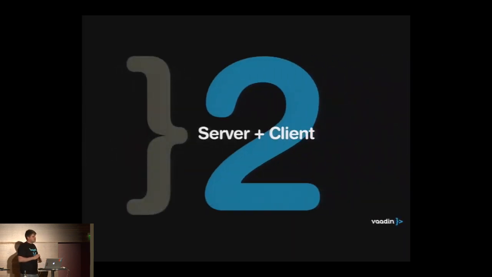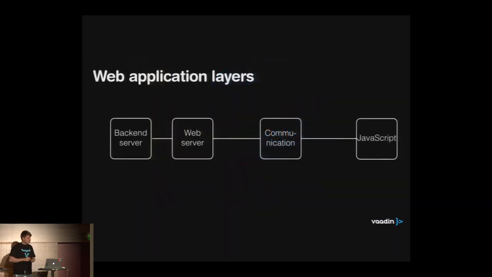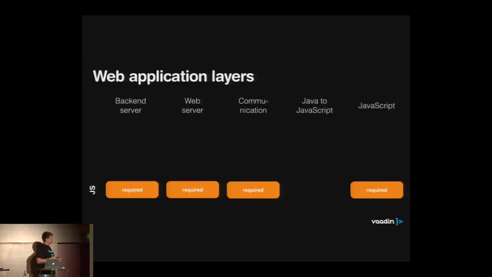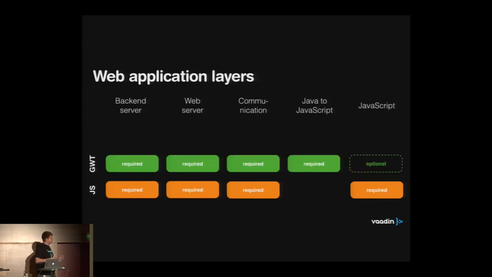So the second thing, and I think the most interesting thing to GWT developers, is how we are combining the client side and the server side in Vaadin. If you think about any kind of web application, you have these layers. You have a backend, you have a web server, you have a UI written in JavaScript, at least eventually, and you have a communication channel in between those. And you have to implement all of these. So when you're building in GWT, you have to implement 4 layers. You can use Java instead of JavaScript, and then you can use GWT to actually write JavaScript as well.